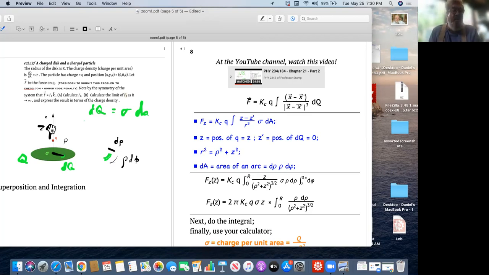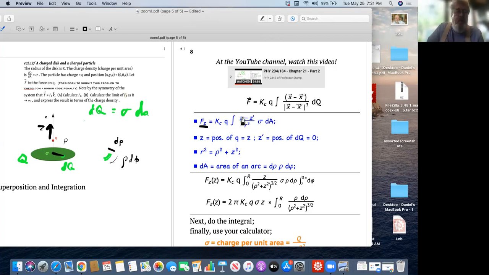There's a kind of cylindrical symmetry here. So the x and y components of the force will all cancel out when I combine them. The z components will all add up. So I really just have to look at the z component, Fz. So it's kq integral of (z minus z prime) over r cubed. dq is sigma dA.